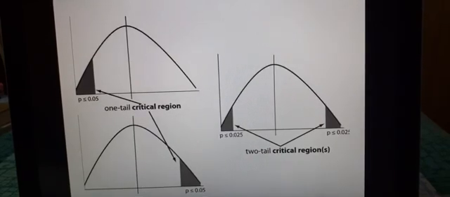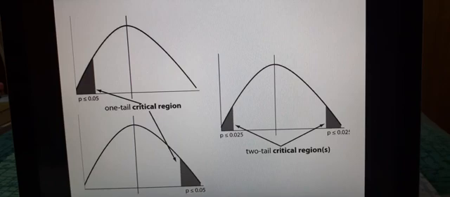Here, let us look at the critical region, the shaded region. In the case of one tail test, the upper one is showing the left tail test and the lower one is showing the right tail test, whereas the two tail critical regions are also shown. That is, the value of alpha is divided into two, alpha by 2 on both sides.